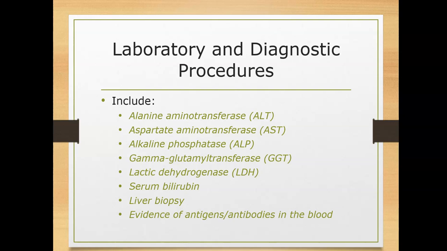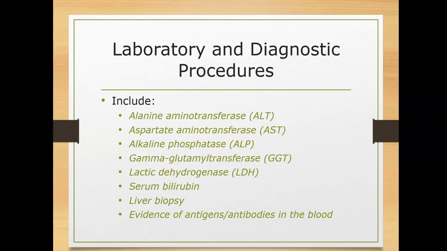If we move to lab and diagnostics, think about liver enzymes. First of all, you would think about some of the things that the liver does, and you're going to see changes in all of those labs. But when we're looking at specifically liver damage, we're going to look to see, are the enzymes that the liver produces elevated? So you're going to look at your alanine aminotransferase, aspartate aminotransferase or AST, alkaline phosphatase or ALP, your GGT, LDH.